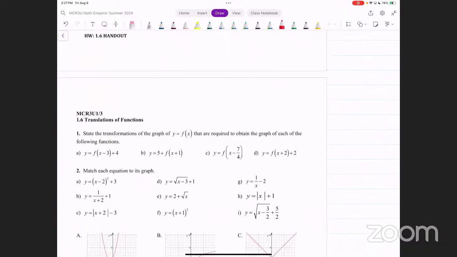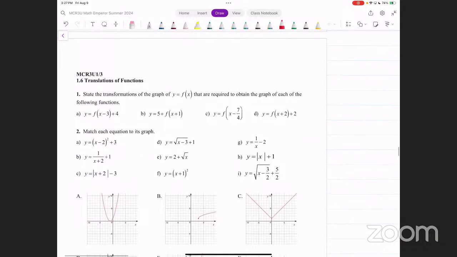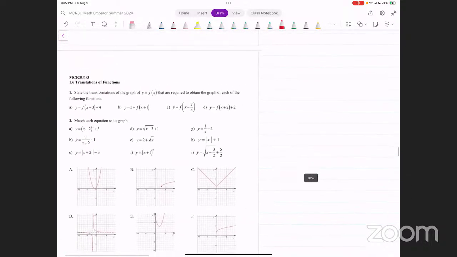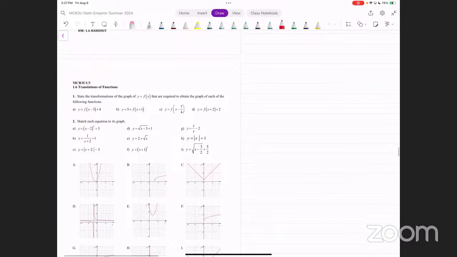Okay. So now, rather than giving you the actual function, they want you to think about what transformation you need to apply to f of x. Inside is horizontal, outside is vertical. For example, if you look at the first one, I can say horizontally translate to the right by 3 units, vertically translate up by 4 units. So inside is horizontal, outside is vertical. That's pretty straightforward. B, C, and D are pretty straightforward.